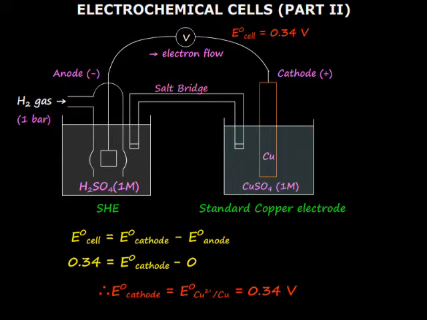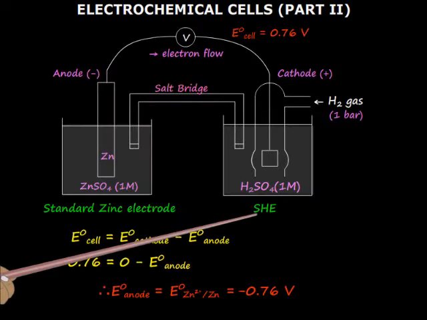For example, when SHE is coupled with copper-copper ion electrode under standard conditions, the SHE acts as anode and the cell potential is measured to be 0.34 volt, which is calculated to be the standard reduction potential of the copper-copper ion electrode as well.